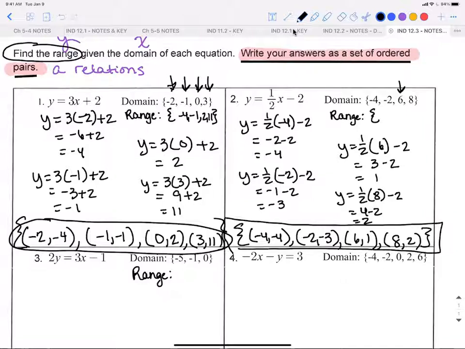And then I'm going to come back up here and I'm going to write my range. And my range was all my answers: -4, -2, -3, and 2. So writing them in order of least to greatest, I'm going to put -4, -3, -2, and 2. So two points to your answer. One is the range, and then the other is writing everything as a set of ordered pairs.